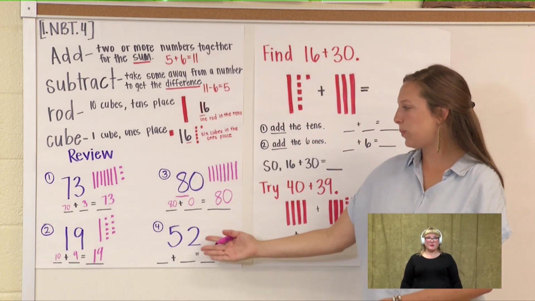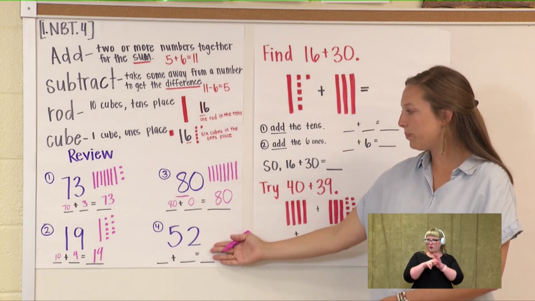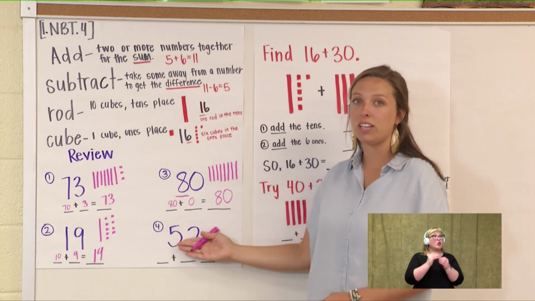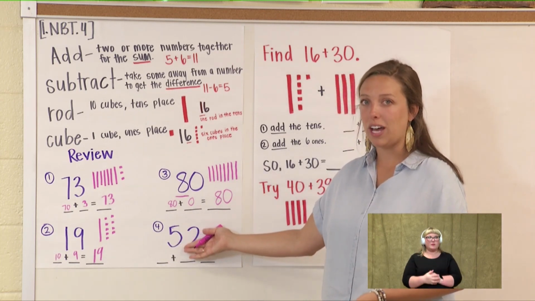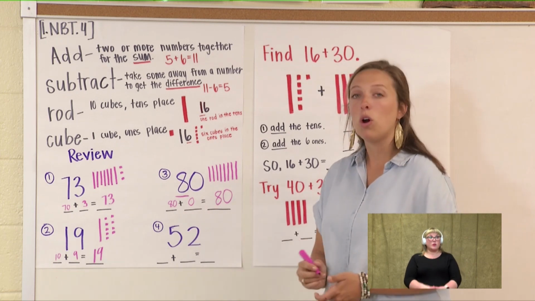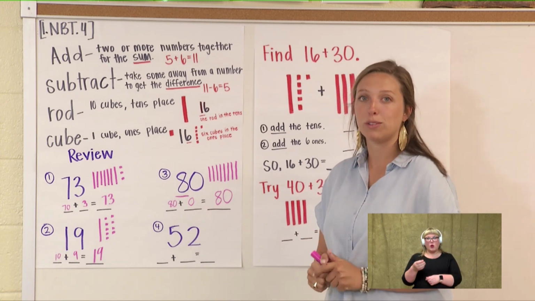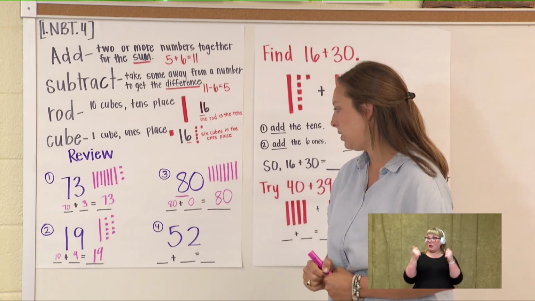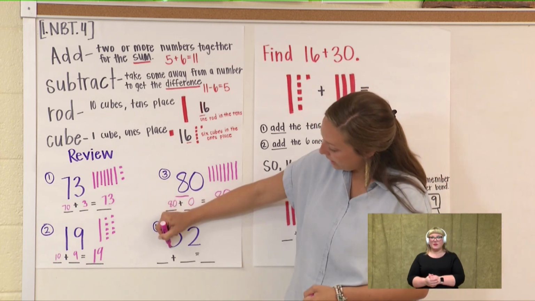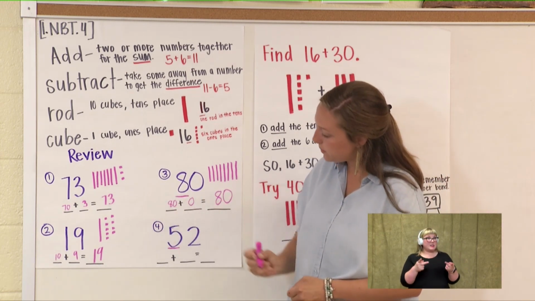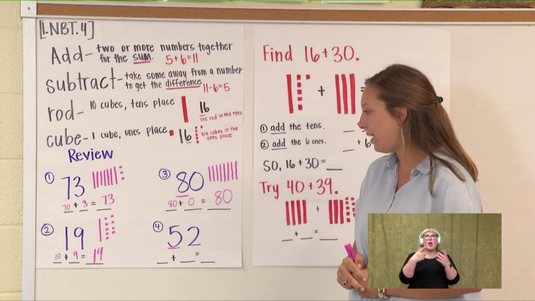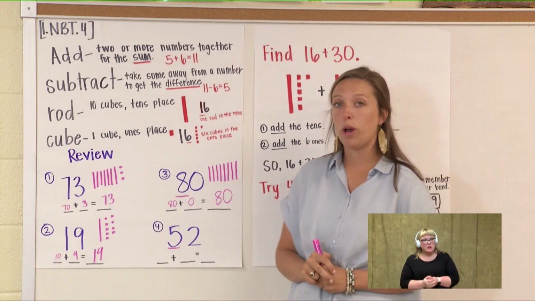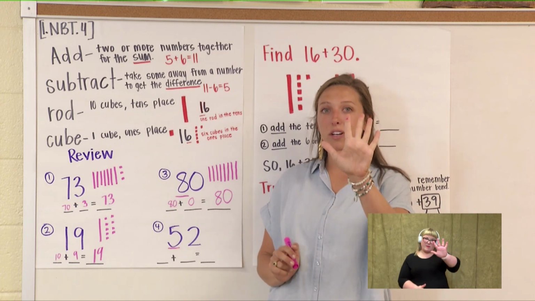All right, the last one for our review. Number 4. We have the number 52. I'm going to give you a few seconds to try 52 by yourself. You can write it down or hold up the number of rods on your hand. We're looking at the tens place for our rods because our rod stands for 10. How many rods do you have? If you wrote or held up the number 5, you're correct.